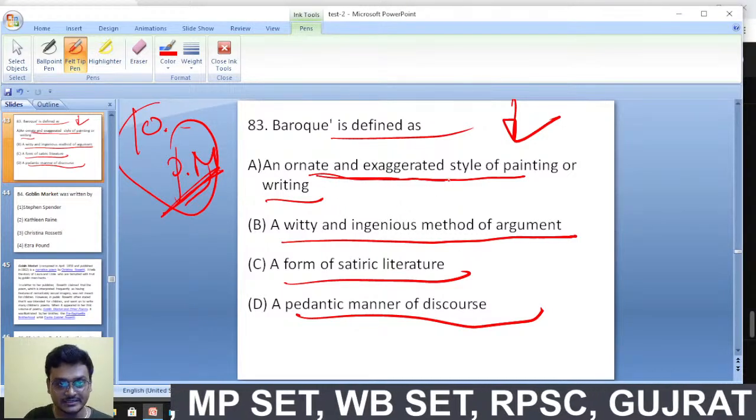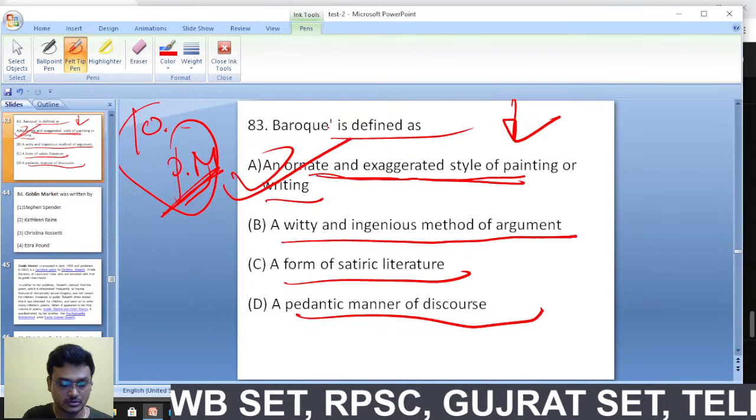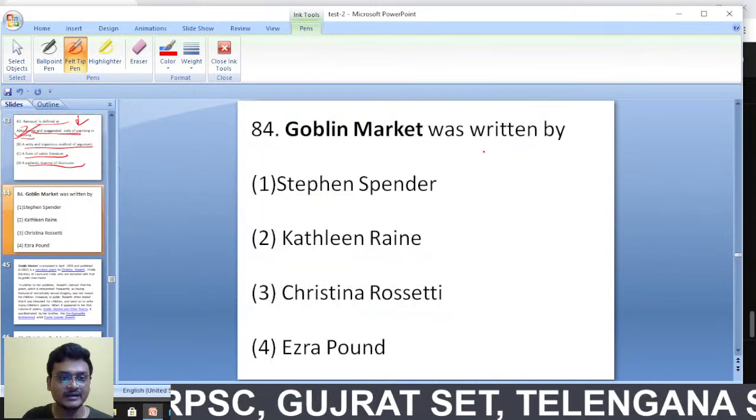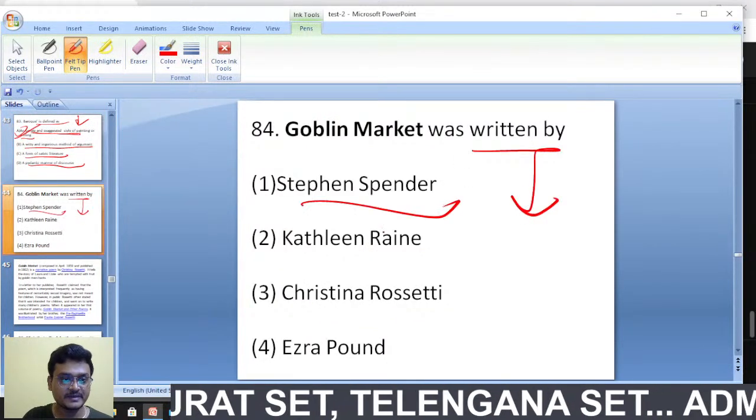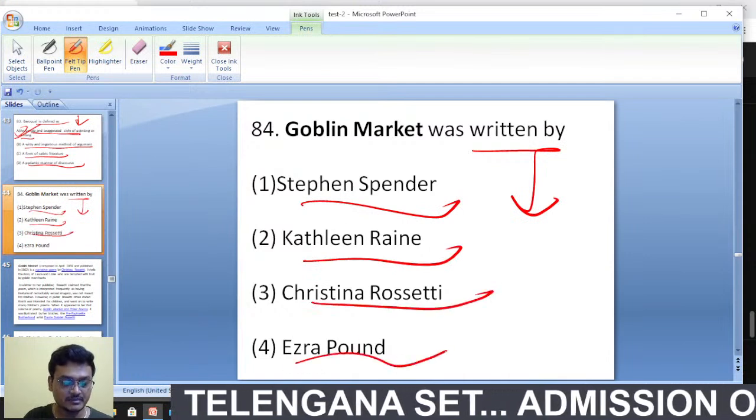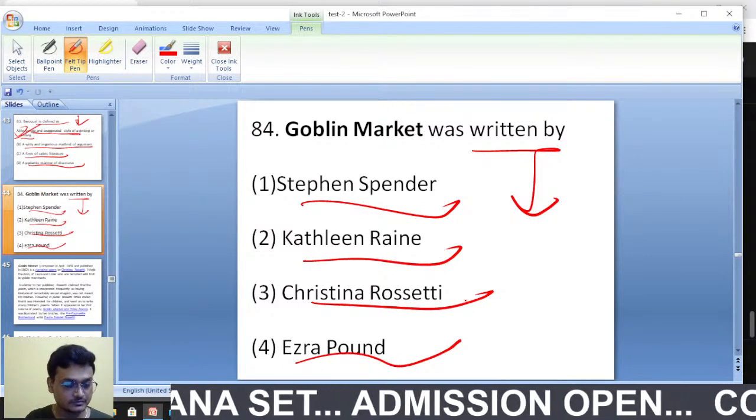Baroque: an ornate and exaggerated style of painting or writing. Excellent. Goblin Market was written by Stephen Spender, Kathleen Raine, Christina Rossetti, or Ezra Pound? Who wrote Goblin Market?